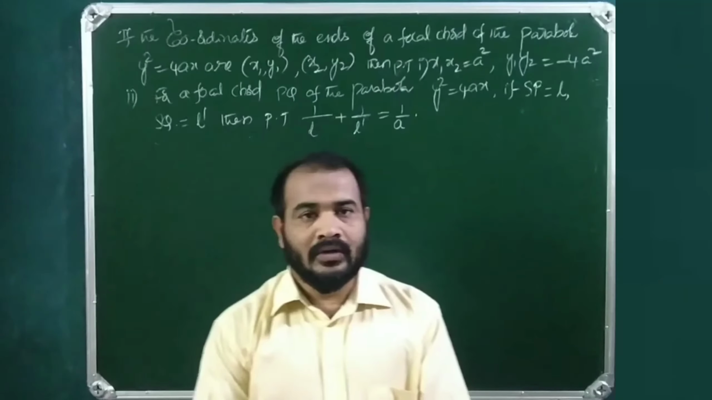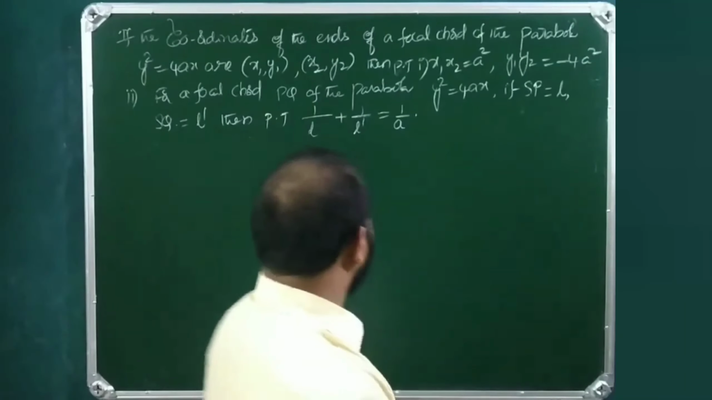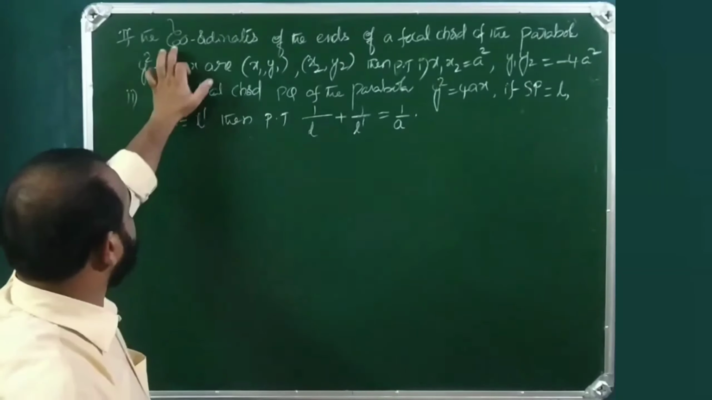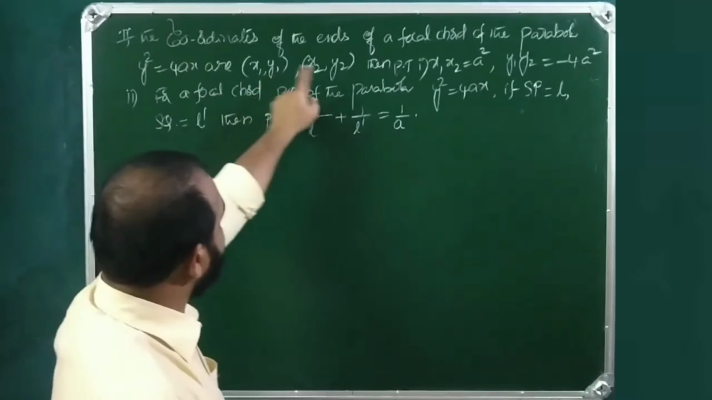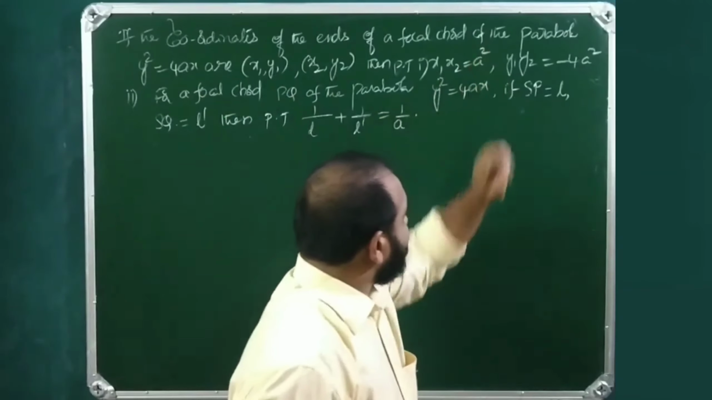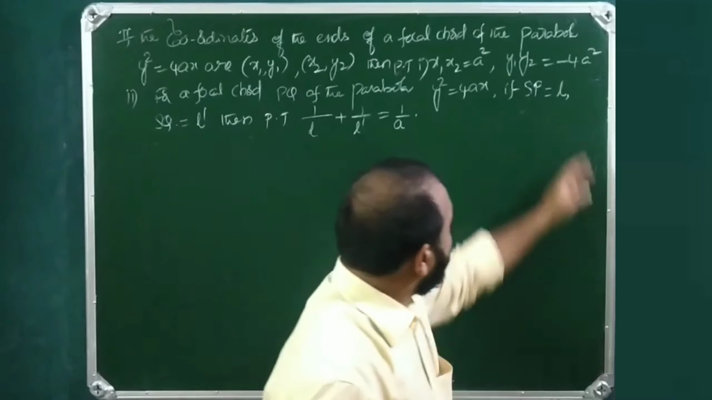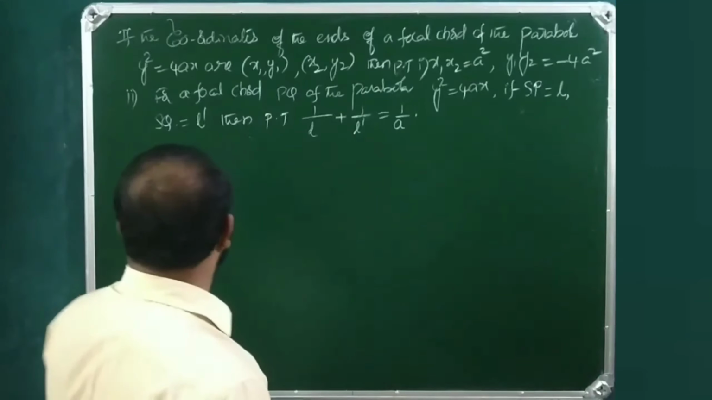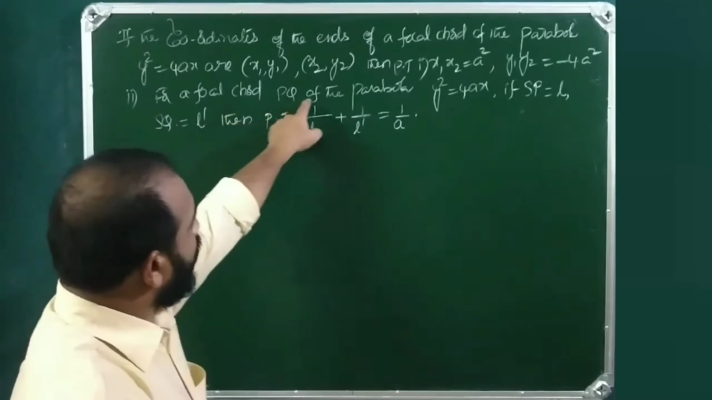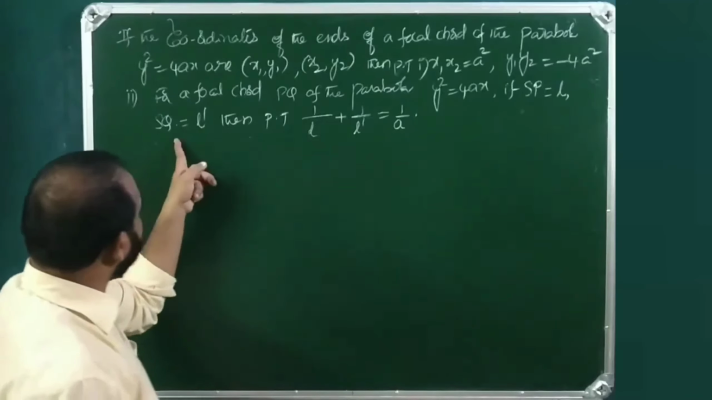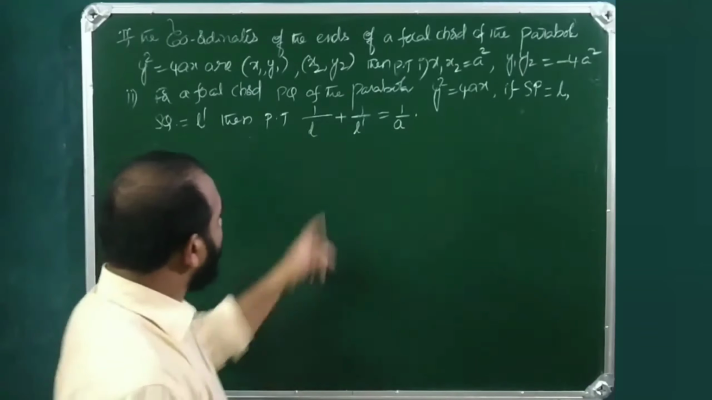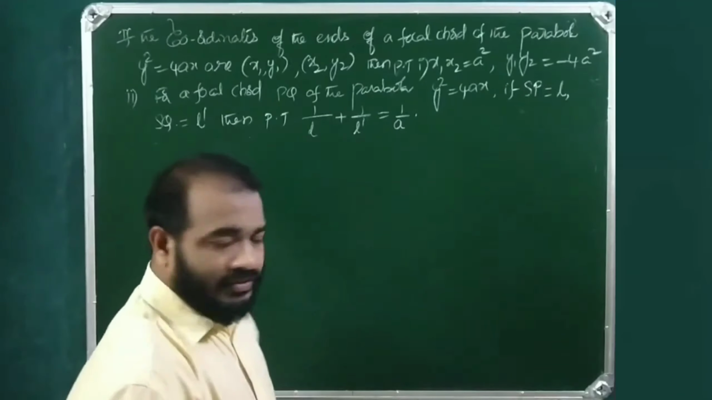So now the next theorem is, if the coordinates of the ends of a focal chord of the parabola y square equals 4ax are (x1, y1) and (x2, y2), then prove that x1 x2 equals a square and y1 y2 equals minus 4a square. And for a focal chord PQ of the parabola y square equals 4ax, if SP equals L and SQ equals L dash, then prove that 1 by L plus 1 by L dash equals 1 by a.